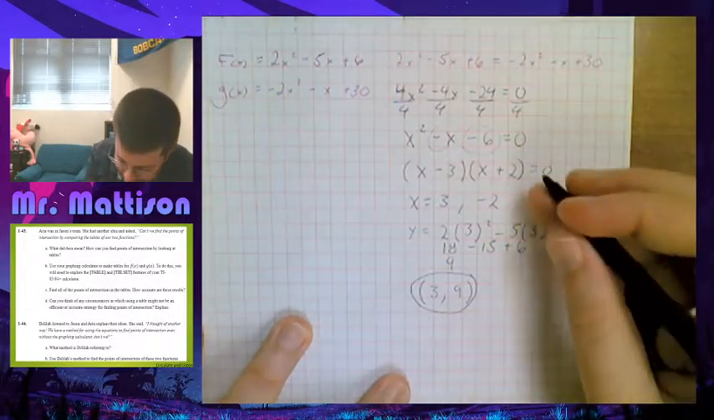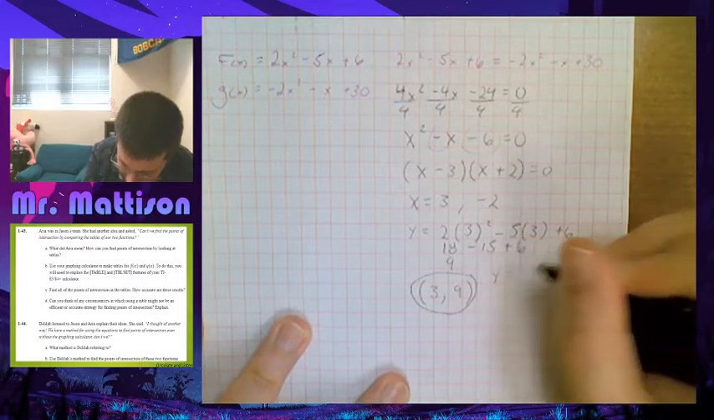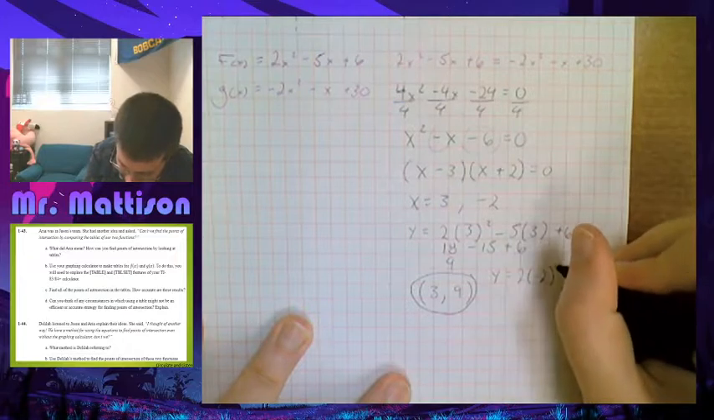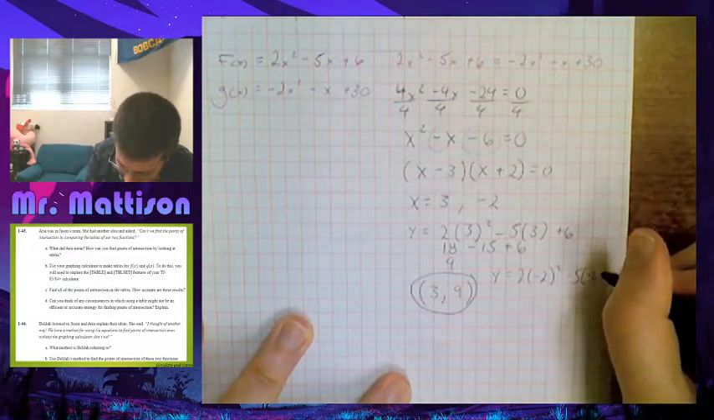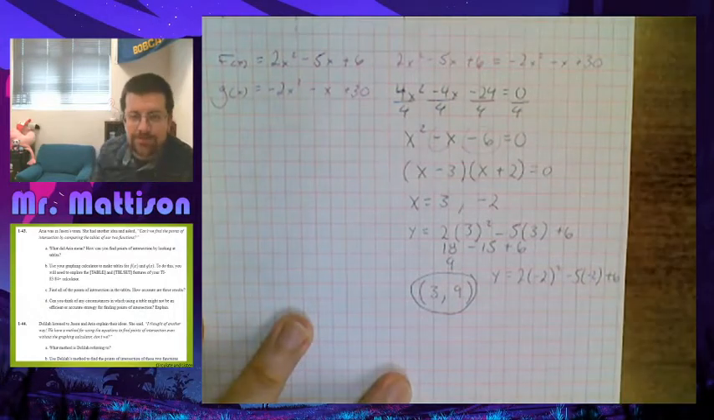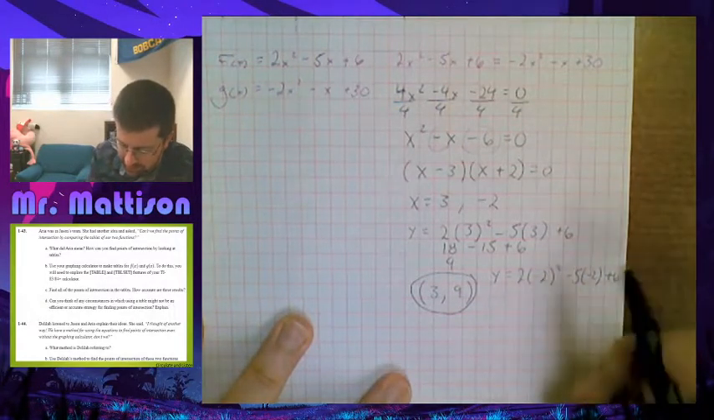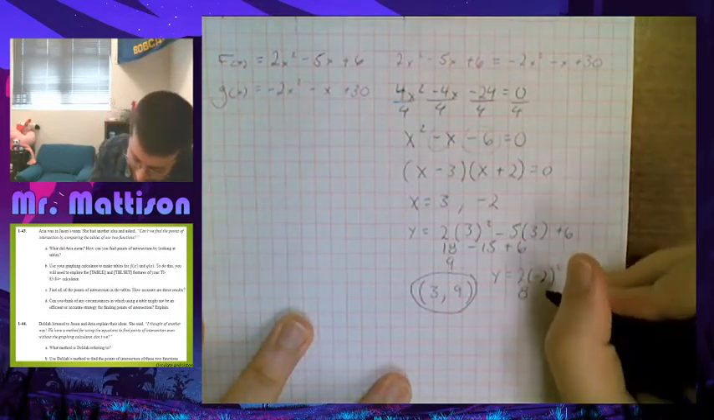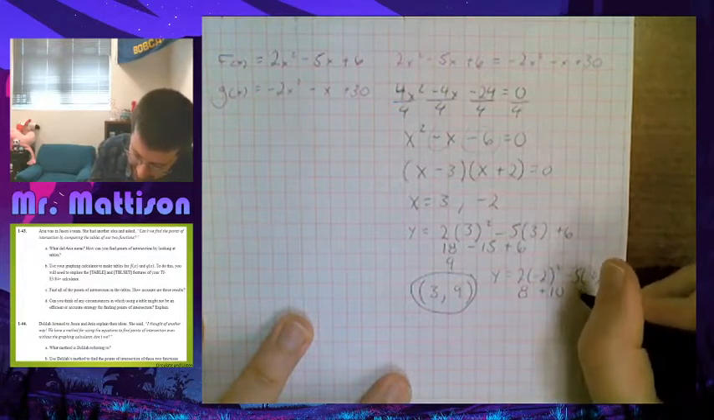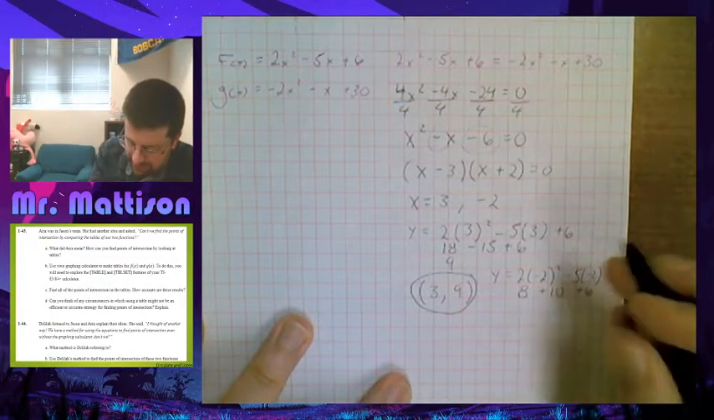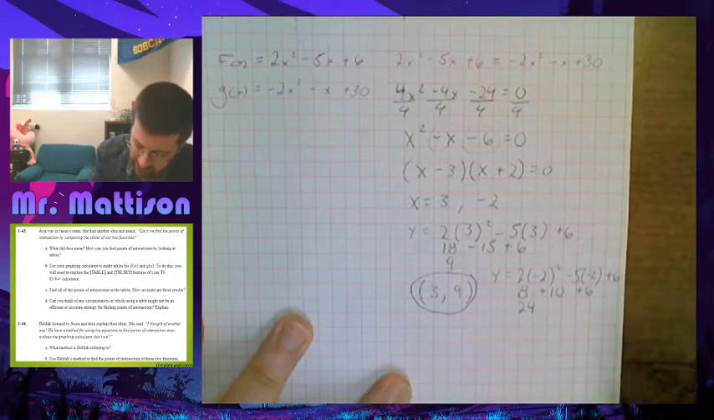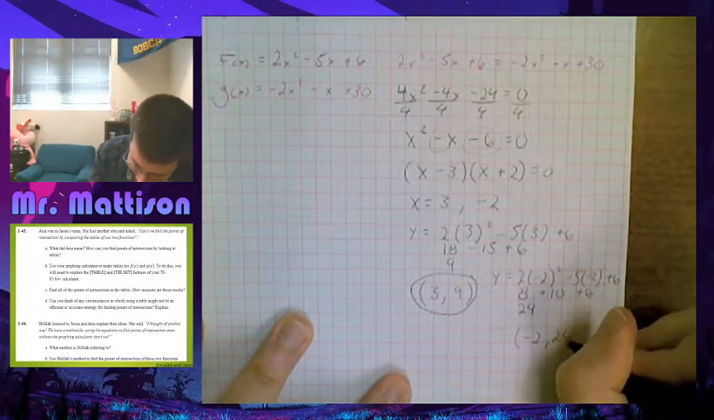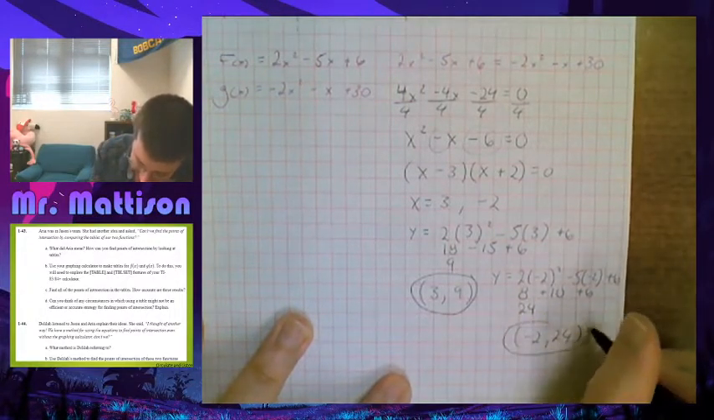Now my other one would be y is equal to, with negative 2 in there, so that's going to be 2 times negative 2 squared minus 5 times negative 2 plus 6. Well, negative 2 squared is 4. 4 times 2 is 8. Negative 5 times negative 2 is a positive 10. And then plus 6. Well, 8 and 10 is 18. Plus 6 is 24. So the other point is x of negative 2 gives me a y of 24. And those would be those points algebraically.